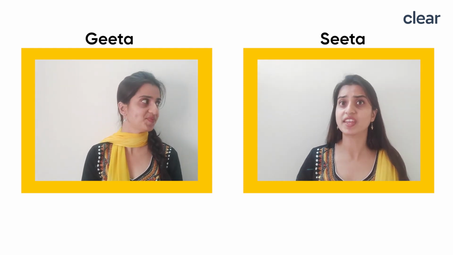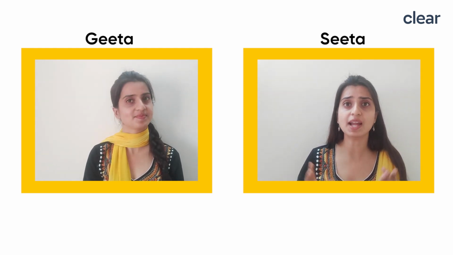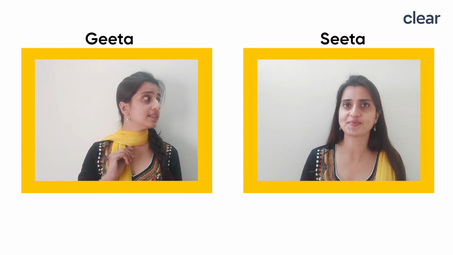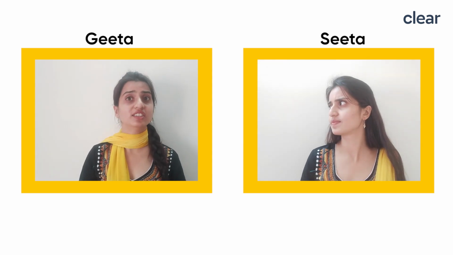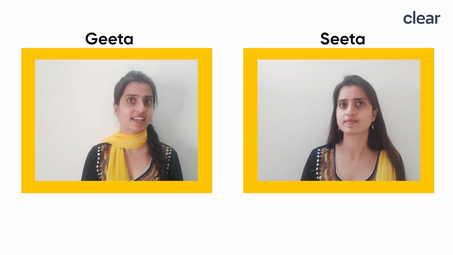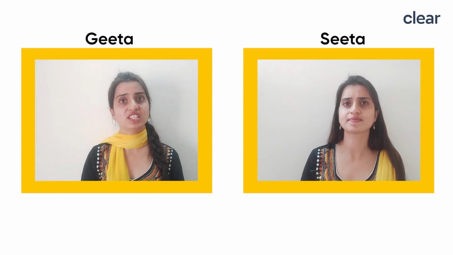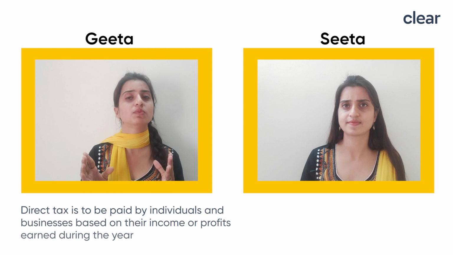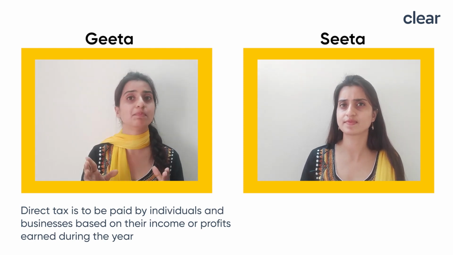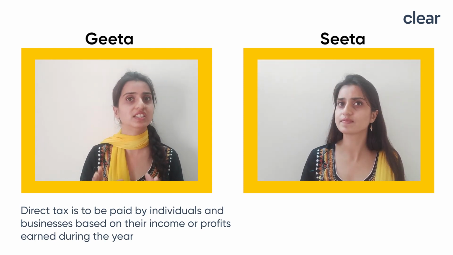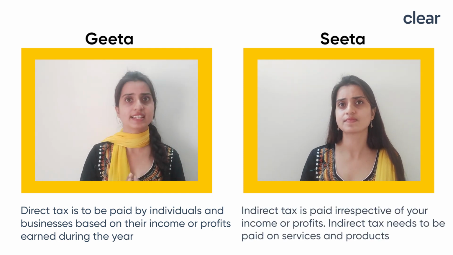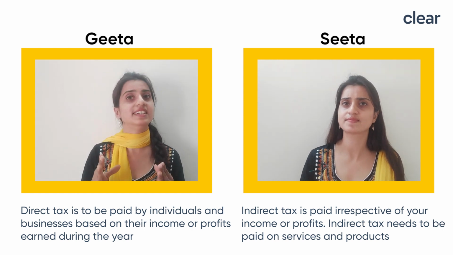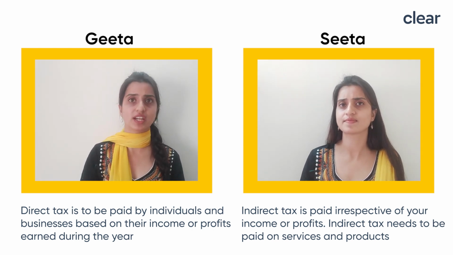How is it possible? Whenever I purchase anything, I pay GST directly. How can you say it is an indirect tax? The manner of payment of tax is not the factor that decides whether it is an indirect tax or direct tax. The main difference between direct and indirect taxes is that direct tax is to be paid by individuals and businesses based on their income or profits earned during the year, whereas indirect tax is paid irrespective of your income or profits. Indirect tax needs to be paid on services and products.